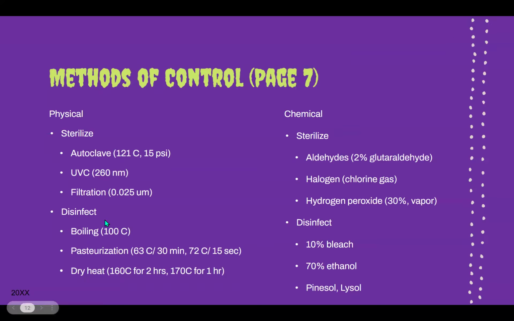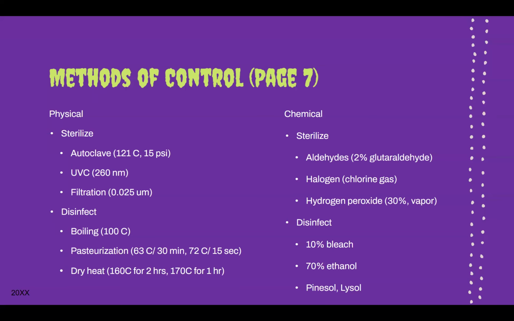And then some methods of disinfection, things like boiling, pasteurization, dry heat. For chemical, we have 10% bleach, 70% ethanol, and then Pine-Sol and Lysol. It's just a quick way of organizing it if you're still trying to find a way to organize it.